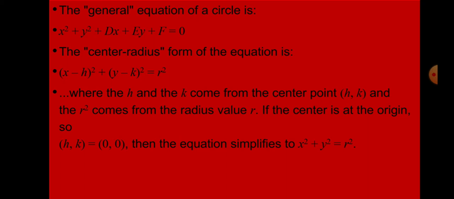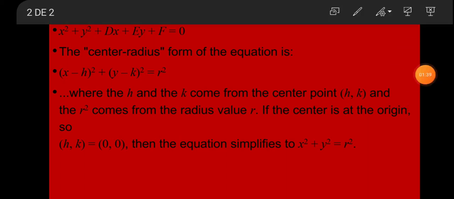In algebra terms, a circle is the set of all points x, y at some fixed distance r from some fixed point h, k. The value of r is called the radius of the circle, and the point h, k is called the center of the circle.